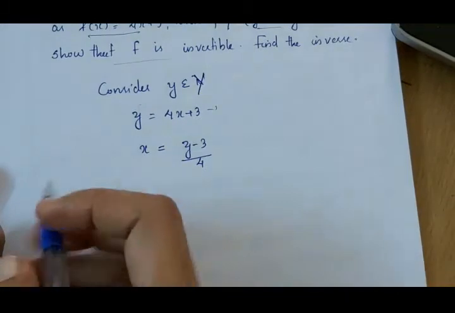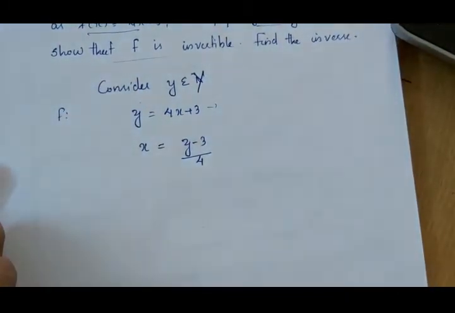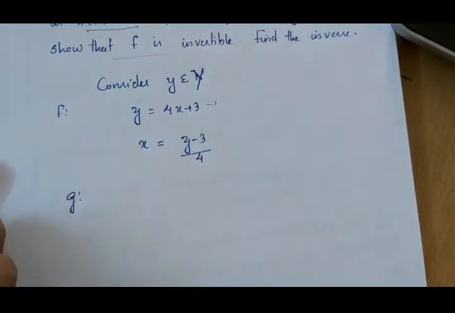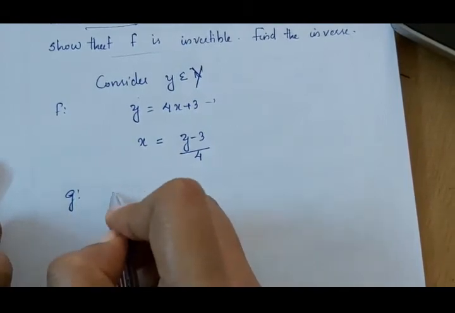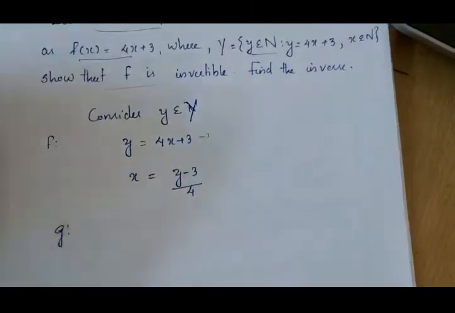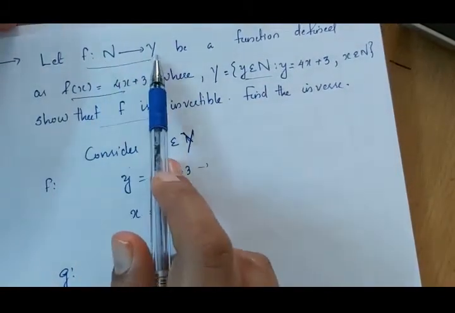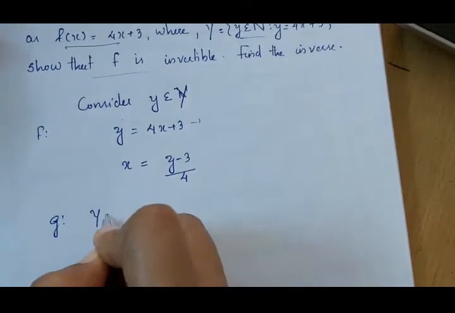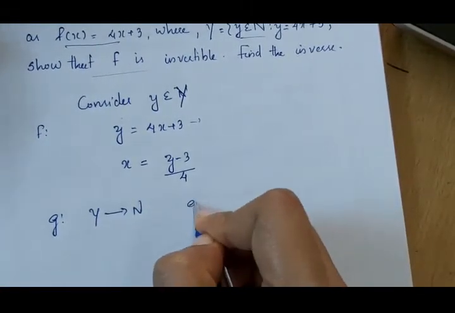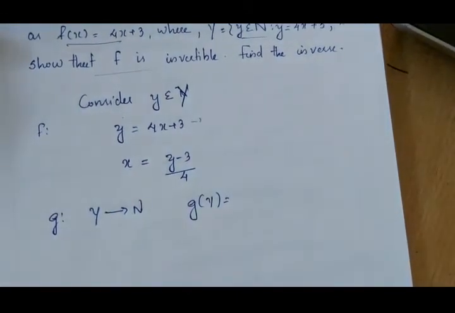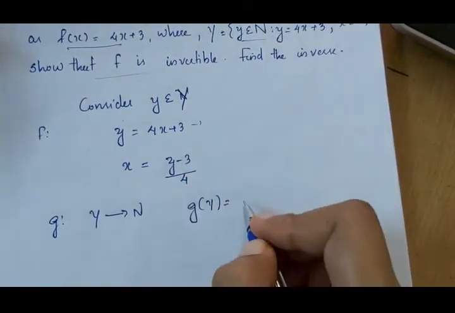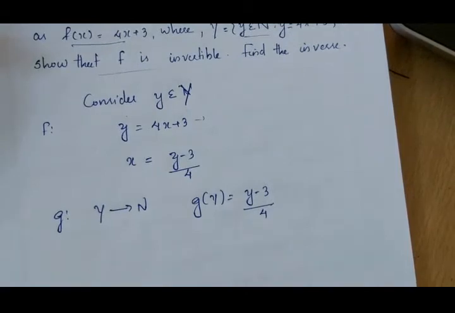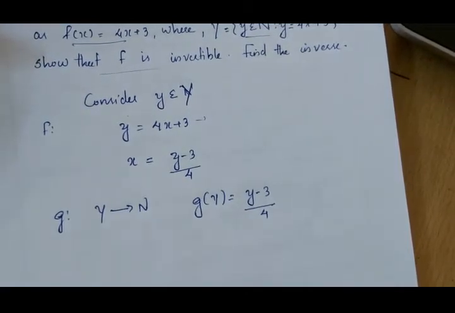Okay, this is relating to the function f. Let's go to the inverse function g, the reverse of function f. Then what will be g? G will be defined from Y to N. Then we can define g of y as y minus 3 divided by 4.